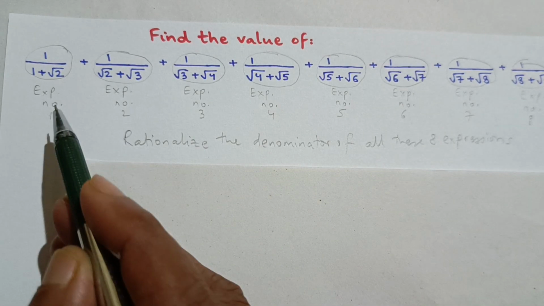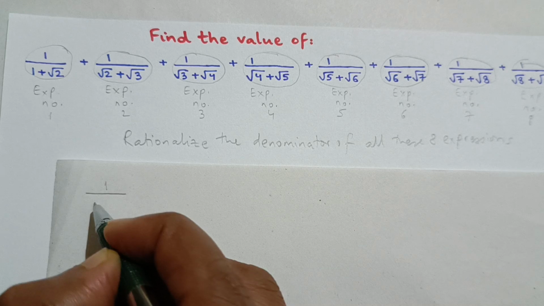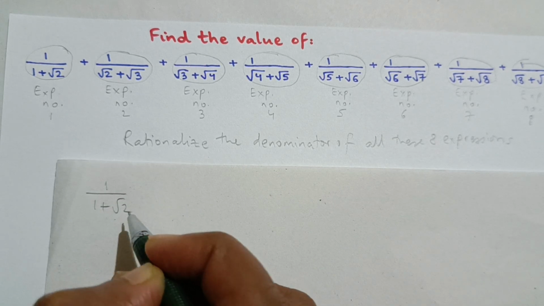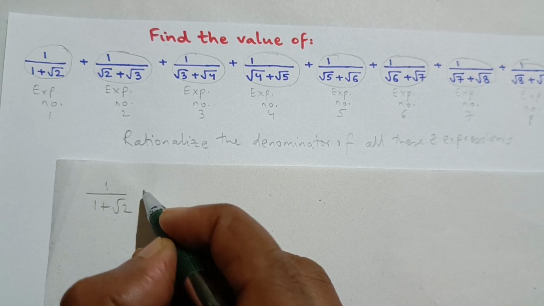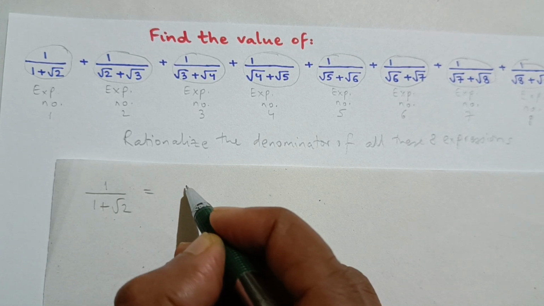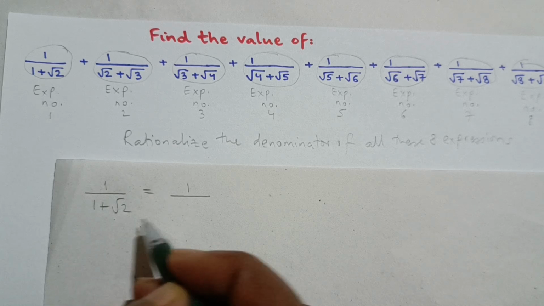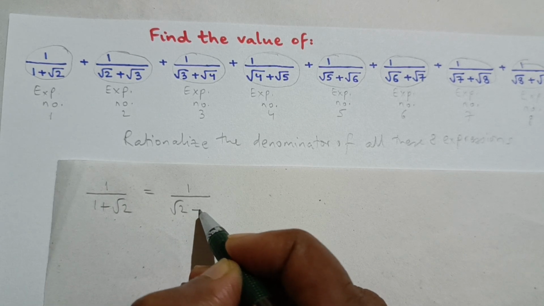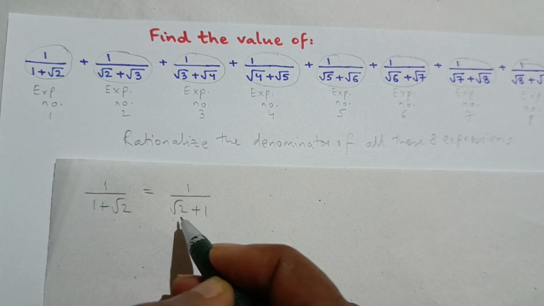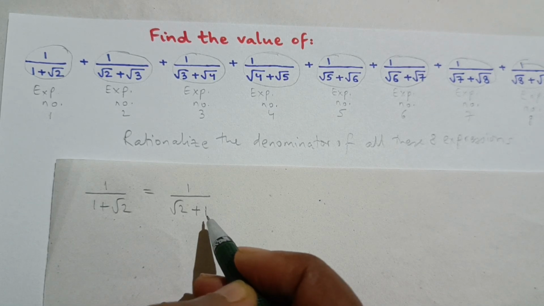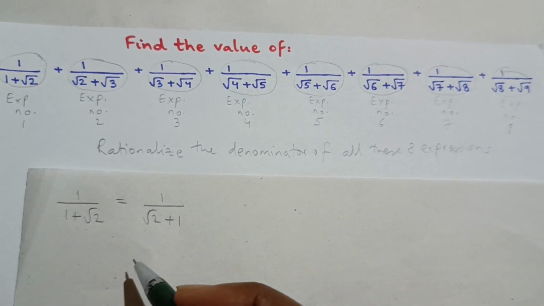So the first expression is 1 upon 1 plus square root of 2. I am going to rationalize the denominator of this given expression. I can write 1 plus square root of 2 as square root of 2 plus 1. So it becomes 1 upon square root of 2 plus 1.